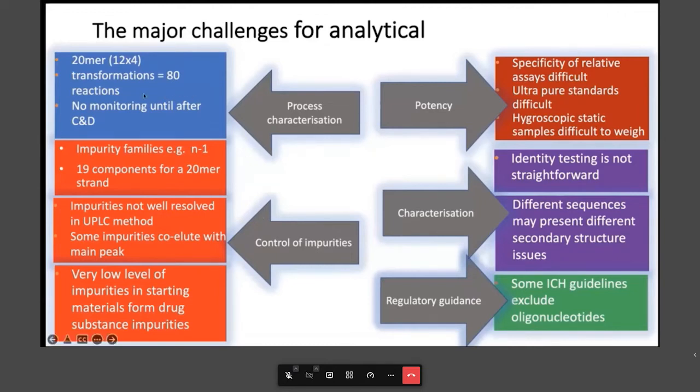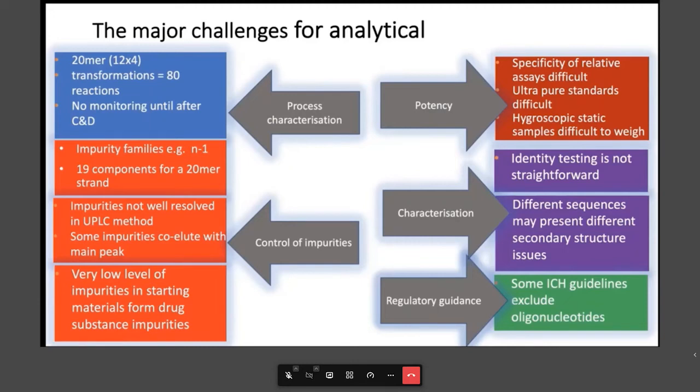So I think everyone knows that during process characterization, we're dealing with, for example, a 20-mer, it will be something like 80 chemical transformations with no monitoring because it's occurring on a solid state column until after a cleavage from that column and deprotection. So that is quite a challenge for us to understand process characterization, because we do not know what's going on after each reaction on the column unless we cleave each time off the column, and that's very different from small molecule chemistry.